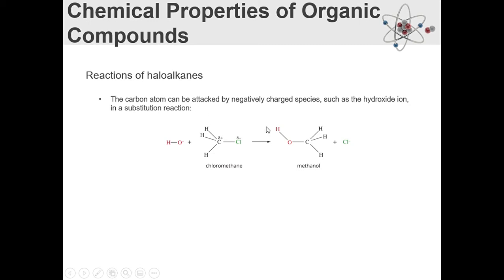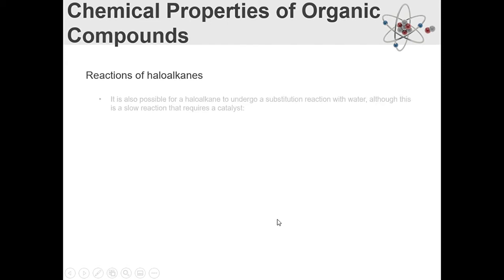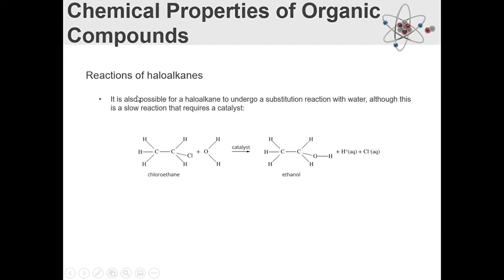So the carbon atom can get attacked by negatively charged species, and it creates a substitution reaction. OH in, Cl out. This can also be written as RCl plus OH minus gives us ROH. It is also possible for a haloalkane to undergo a substitution reaction with water, but this is a slow reaction that requires a catalyst. So we've got chloroethane plus OH plus a catalyst. It gives us ethanol plus hydrochloric.